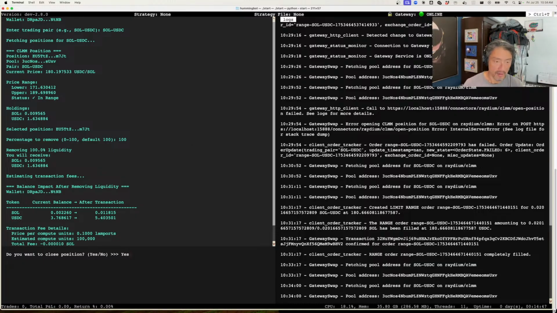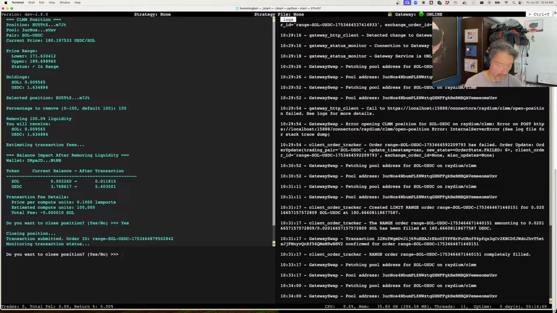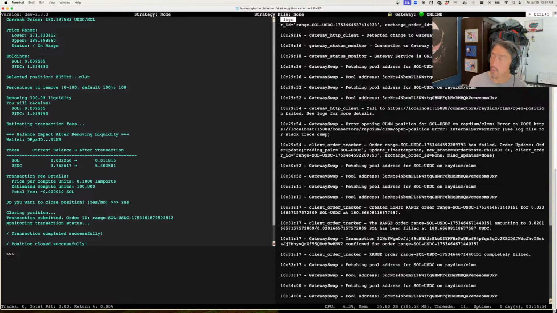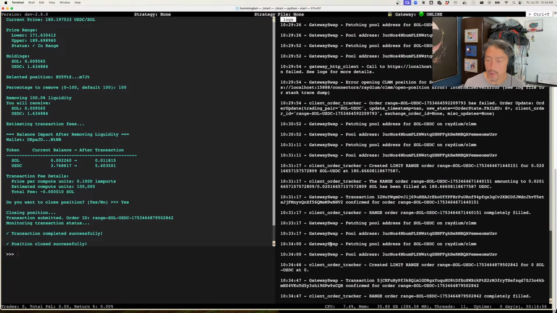And then okay, so then we can just do like this. Yes. Do we want to close it? So again, I need to sign the transaction on my wallet, and once I've done that, Gateway will send the transaction, and it will then close the position for you.